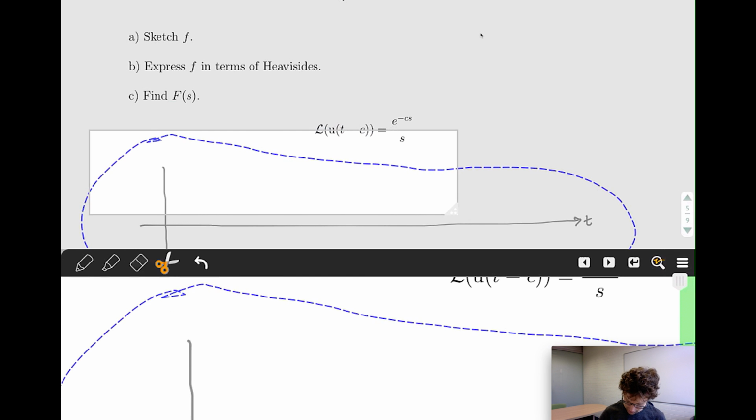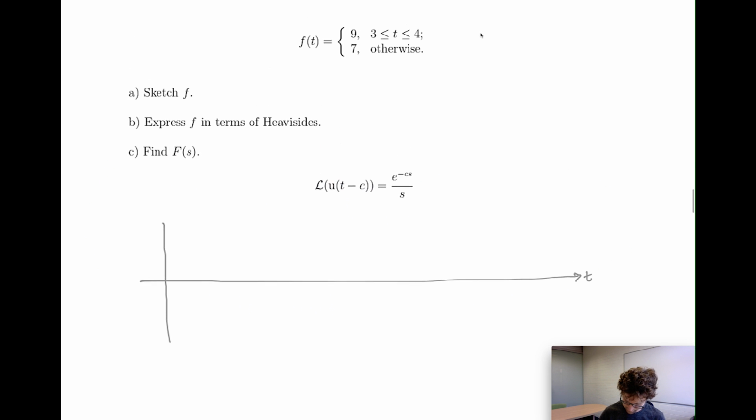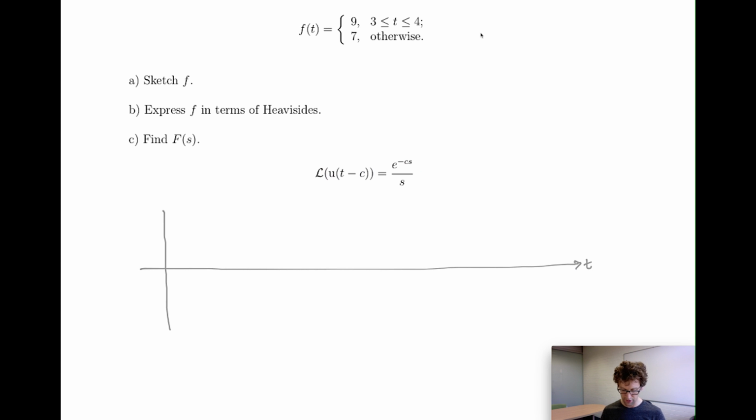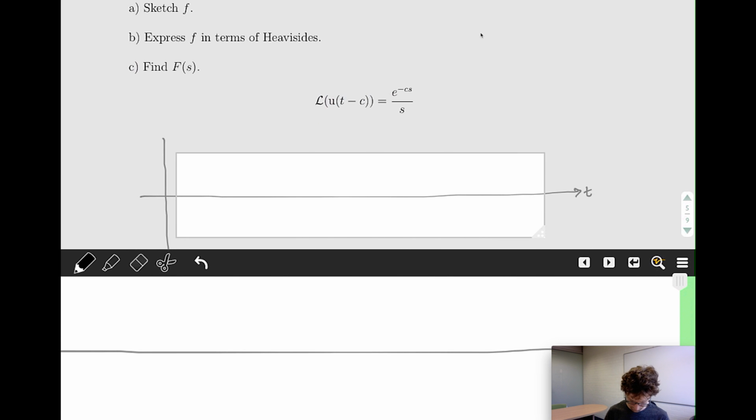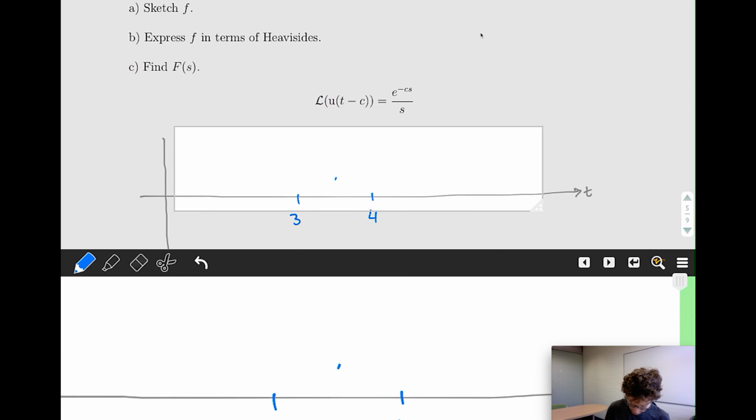Let's look at the definition. This thing is going to be equal to 9 between the values t is equal to 3 and t is equal to 4, and it's going to be 7 outside of those values. So between t is equal to 3 and t is equal to 4, it takes the value 9. And outside of those, it takes the value 7.